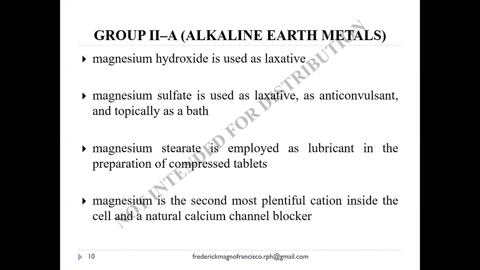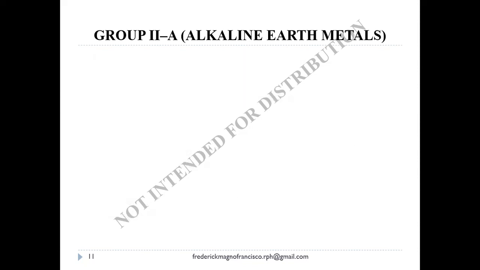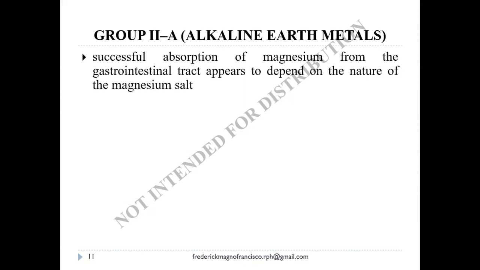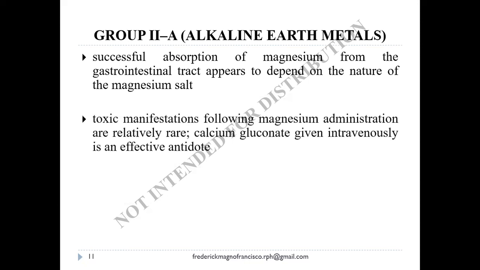As the second most plentiful cation inside the cell and a natural calcium channel blocker, magnesium ions are important in many cardiovascular diseases. Successful absorption of magnesium from the gastrointestinal tract appears to depend on the nature of the magnesium salt that is used. Toxic manifestations following magnesium administration are relatively rare. Calcium gluconate given intravenously is an effective antidote.